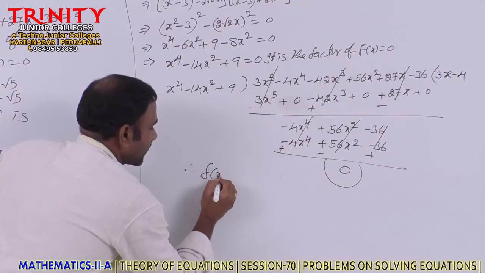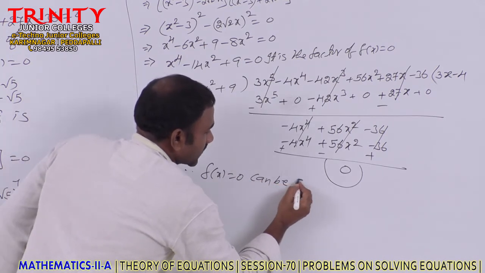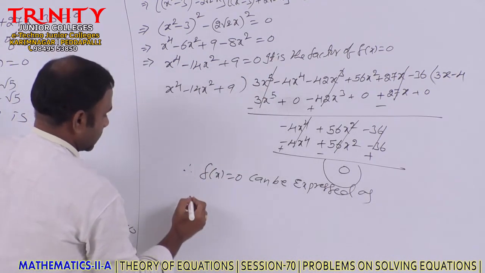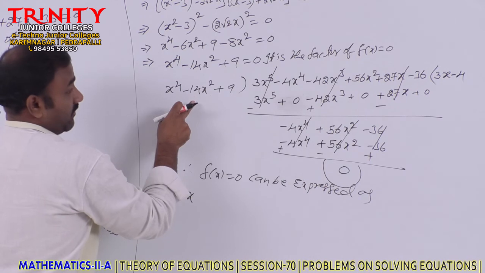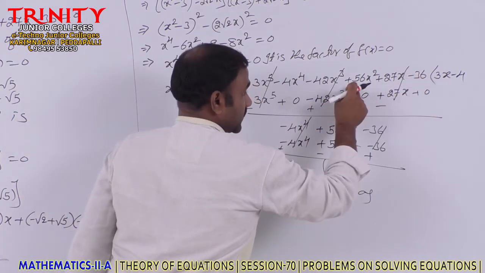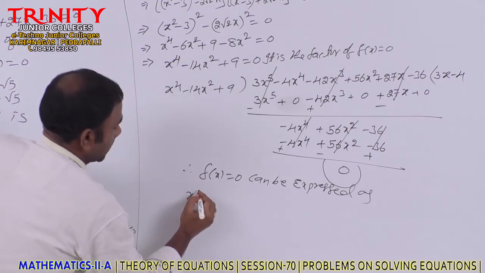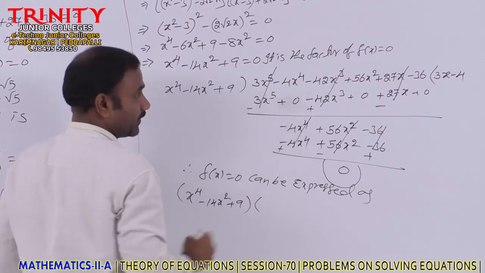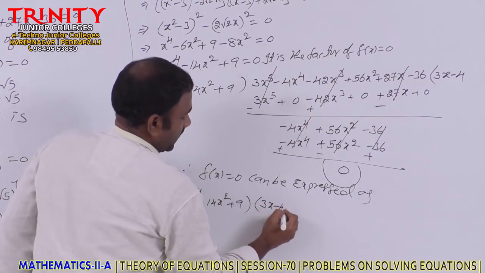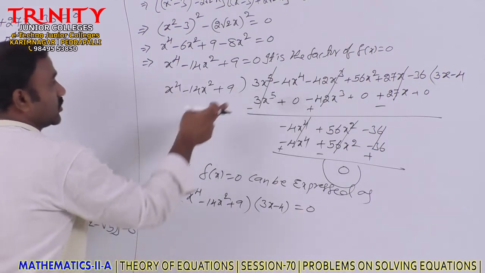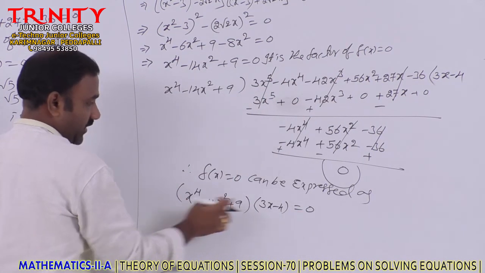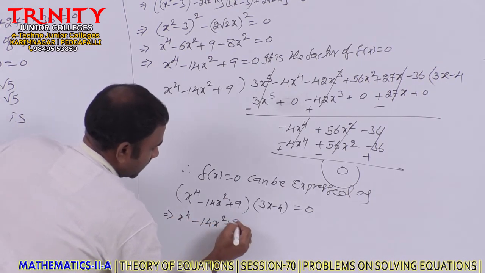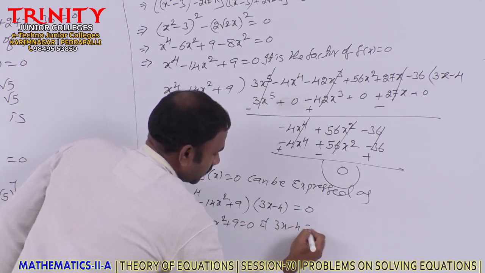Therefore f of x equal to 0 can be expressed as a product of the factors. This is a divisor, this is a quotient, and this is a dividend, and remainder is 0. Therefore this can be expressed as x power 4 minus 14x square plus 9 into 3x minus 4 is equal to 0. If you multiply this, you will get this polynomial, 3x power 5 and so on.